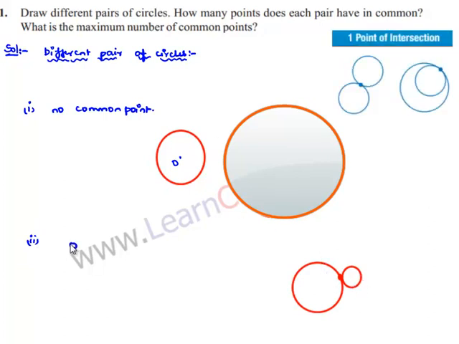Secondly, let us consider a pair of circles having one point in common, as shown in the below figure. The circles with centers O and O' have only a single point in contact.